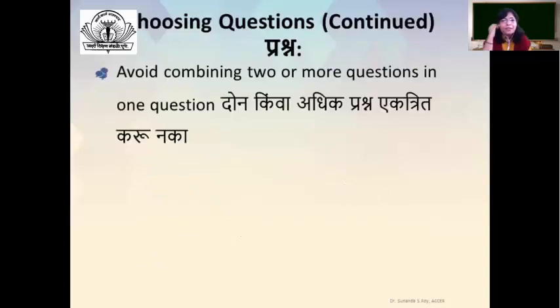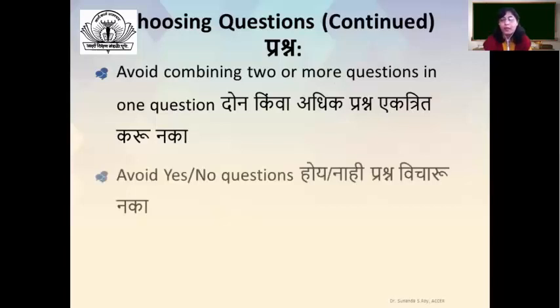Please avoid combining 2 or more questions together in one question, especially if the answers are contradictory. Like for one question, the answer is yes, and for the other question, the answer is no. So in such cases, it's better that you avoid putting 2 or more questions in one question. One idea, one question. That's the best way. Avoid yes, no questions. Yes, no questions will not give you description, and so that is best to be avoided.